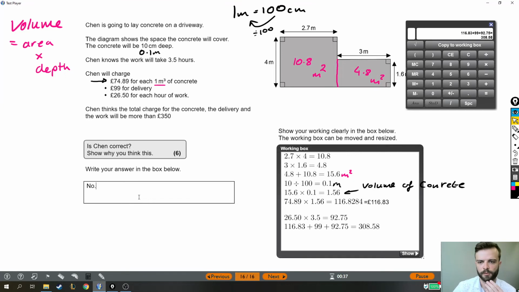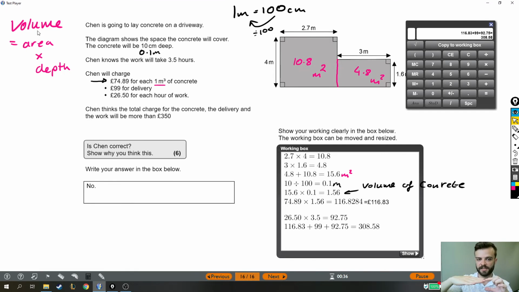Okay, that was big. That was a big question. Let's give it one more talk through to explain everything we did, and then we'll wrap it up. So, first, we found how much concrete he's going to need. And to do that, we needed to work out the volume of concrete. And to do that, we needed the area that he's covering, so we can times it by the depth. And that's how you found volume. So, the area, we had to break it into 2 little rectangles, and we found the area of each rectangle, added them together. That was the total area of the surface, but it's 10 centimeters deep.